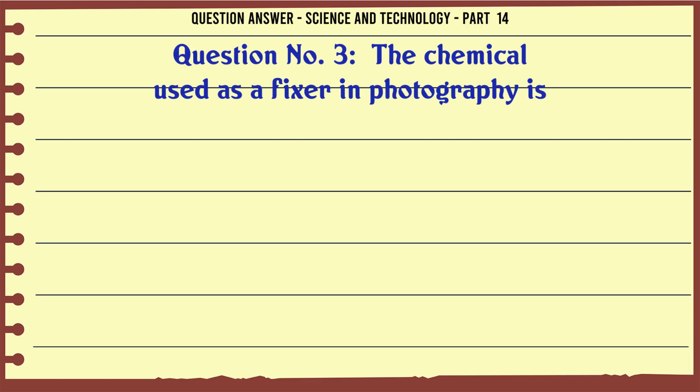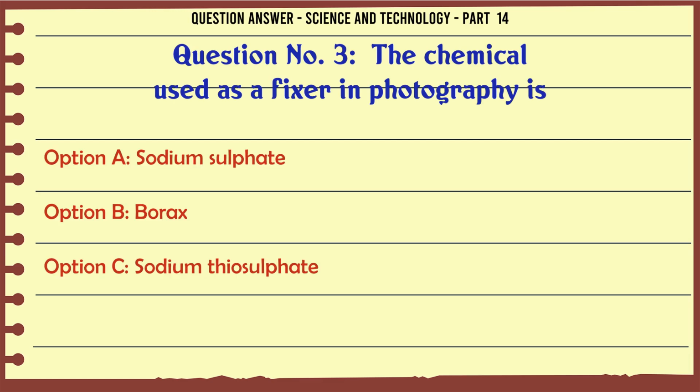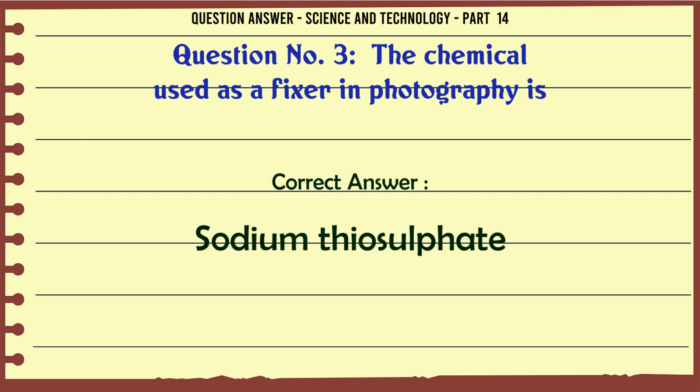The chemical used as a fixer in photography is A. Sodium sulfate. B. Borax. C. Sodium thiosulfate. D. Ammonium sulfate. The correct answer is sodium thiosulfate.